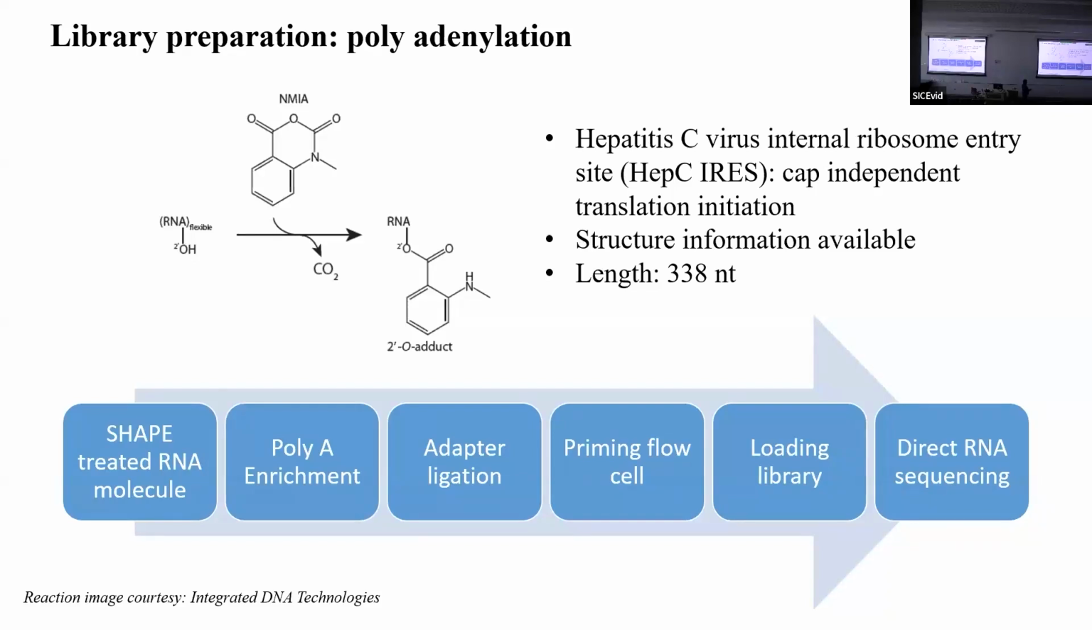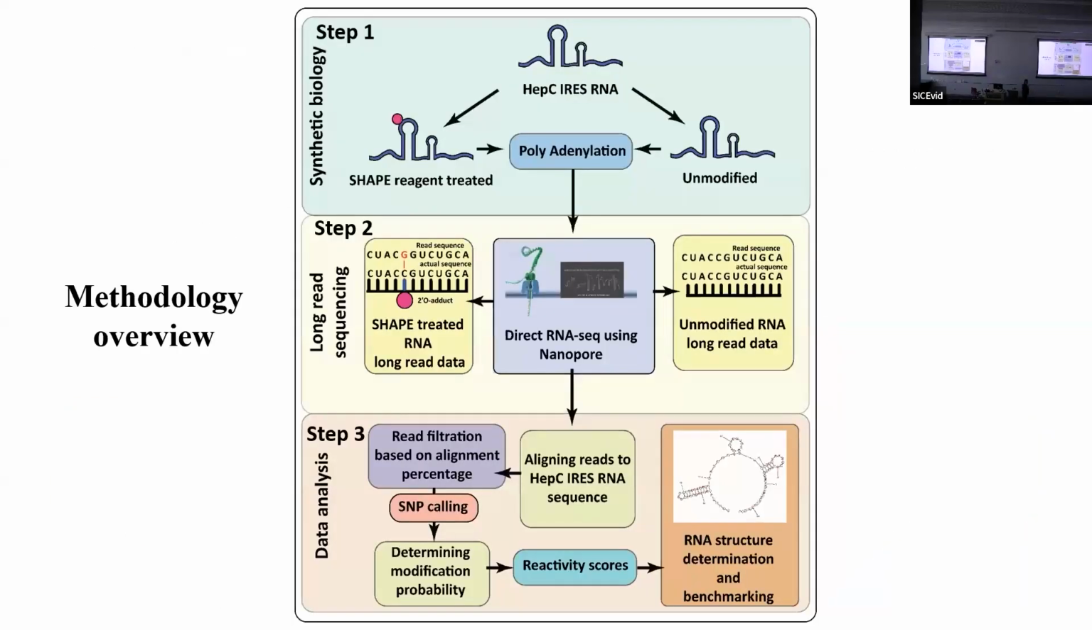And this molecule has been beaten to death in RNA structure. Others have resolved the structure of this particular molecule. So what did we do? We treat this molecule and we do a poly-A, because you need poly-A attachment to the RNA. We do adapter ligation, prime the flow cell, load the library, and do RNA sequencing. I'm going fast now because I'm thinking we all are on the same page about nanopore sequencing.